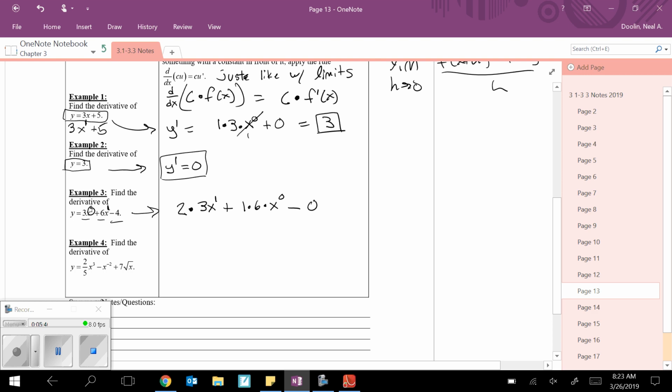So again, let's clean that up real quick. That would be 6x plus 6, which, hey, we had something quadratic. It ended up being linear. That works.